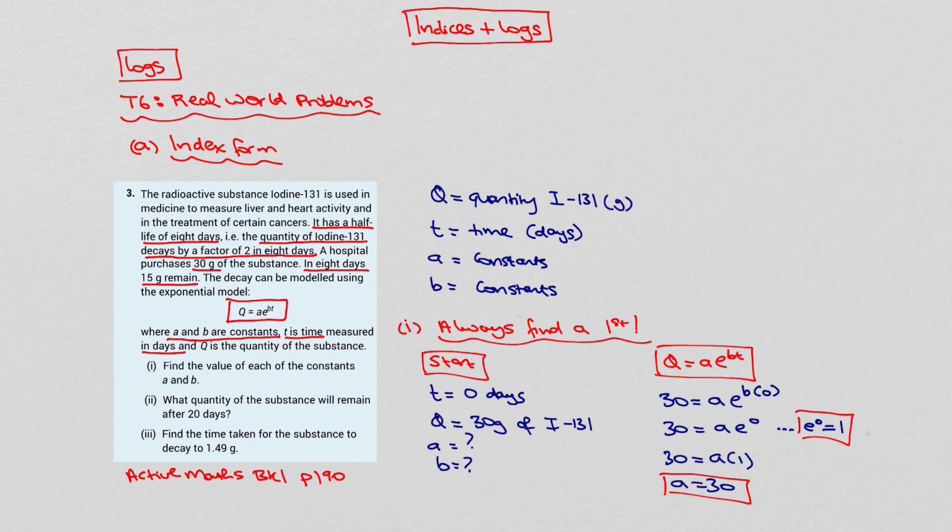Okay, so then to find B, we have to look at, well, what's the second piece of information given? So I can't use t equals 0 again, because that'll only ever give me A. So I have to look at the next period of time in the question, and that's this one here. If I just put a little star next to it, in 8 days, 15 grams remain. So basically what we're looking at is 8 days later.